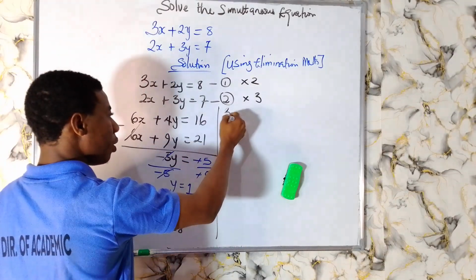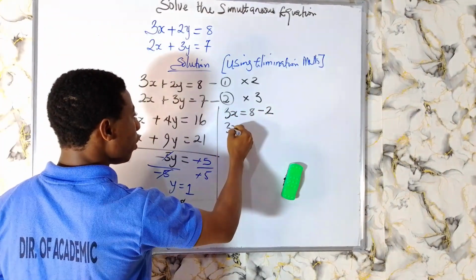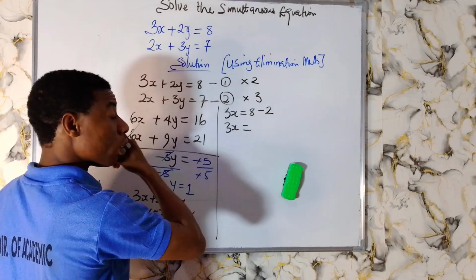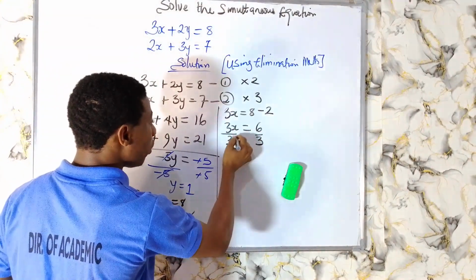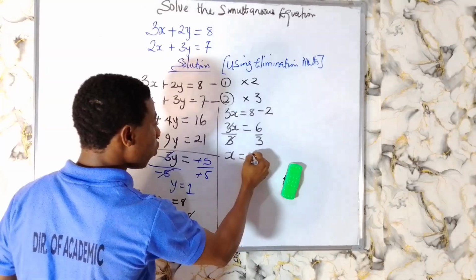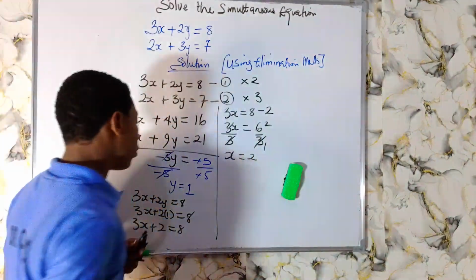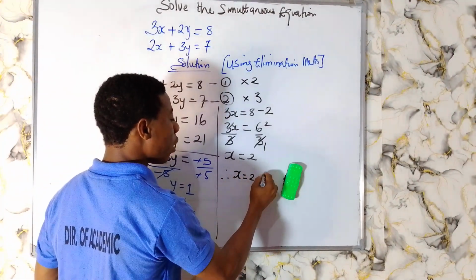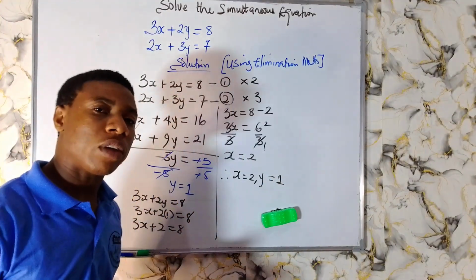Collecting like terms, we have 3x equals 8 minus 2, and 8 minus 2 is 6. So I divide both sides by 3. So x gives me 2, because 3 goes into 6 two times. So the value of x is as follows. Therefore, x equals 2 and y equals 1. And this is the correct answer to this question.